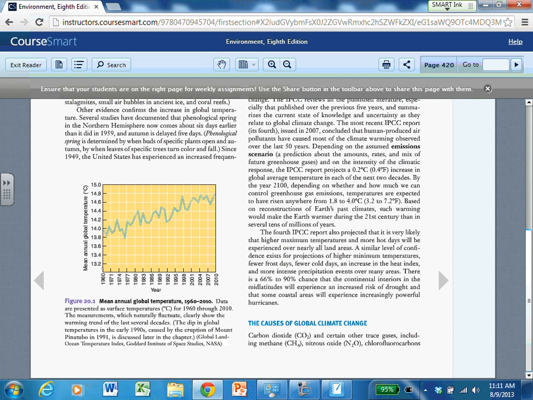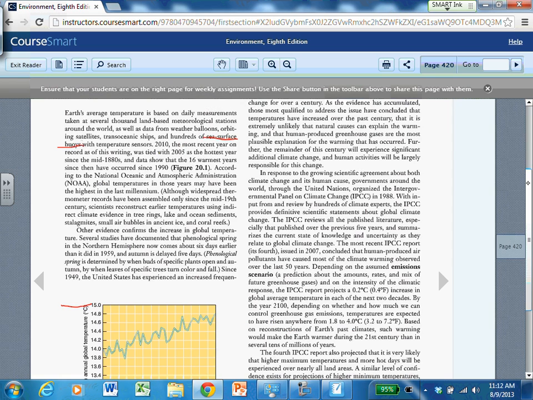I see one that is italicized, the phenological spring, and that's determined when the buds of specific plants open, and in autumn when leaves of specific trees turn color and fall. Also look at figures, and here we see the mean annual global temperature in figure 20.1 plotted versus the year, and we see a general trend upward, and if you read the captions of those as well.